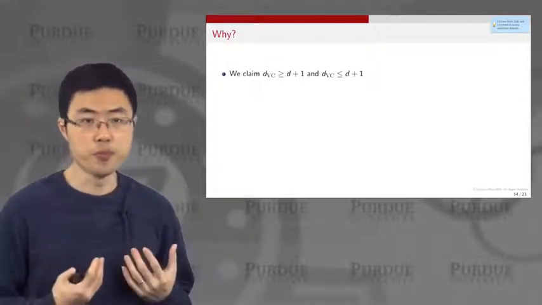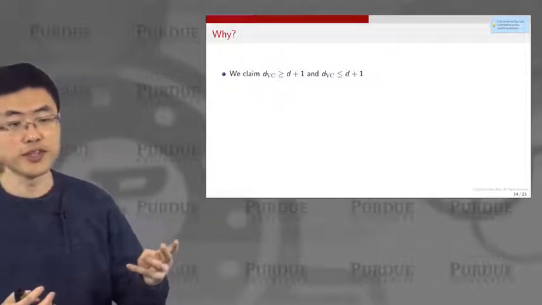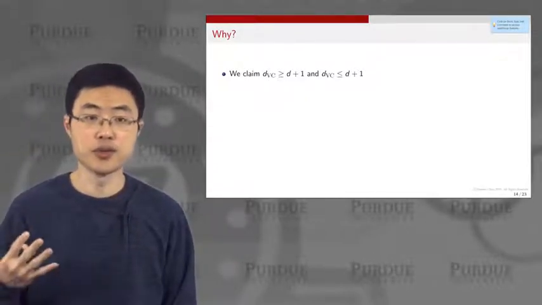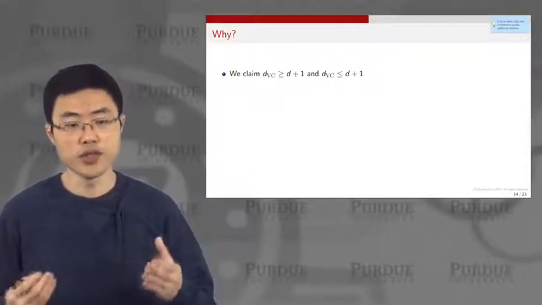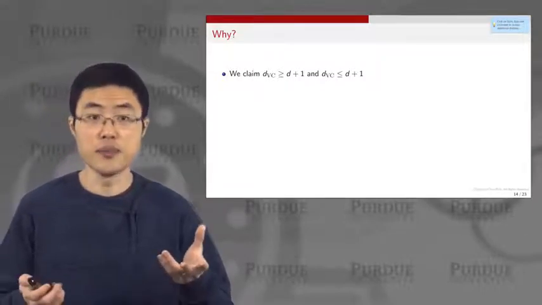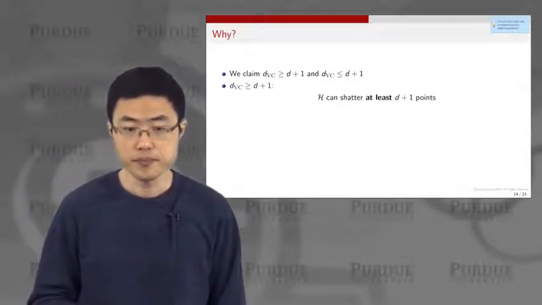Okay, so let's look at how we prove this. The proof consists of two parts, or two cases. The first case is that we want to show that the VC dimension is at least d plus 1. And in the second case, we want to show that the VC dimension is at most d plus 1. If these two hold, then you can argue that the VC dimension can only be d plus 1, because you want both inequalities to be satisfied.